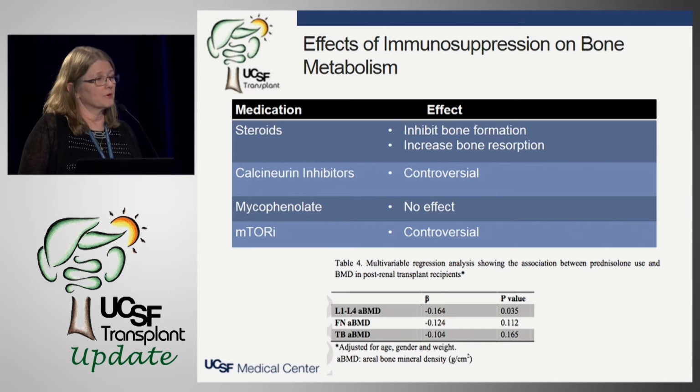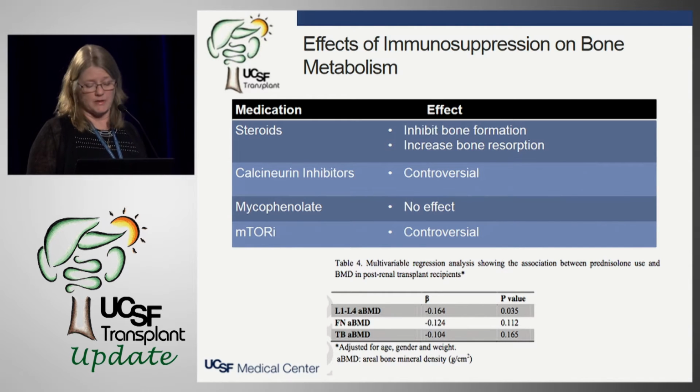The risk of fracture has been decreasing over time, and if you can see on this bottom part, this is mostly affecting the lumbar spine, where steroids have their greatest impact. And given that we're doing such a quick taper these days, it's predicted to have a lot less side effect on fracture risk, and that's been borne out in the literature. Calcineurin inhibitors is very controversial. Mycophenolate and mTOR inhibitors don't seem to have any real impact on bone disease.